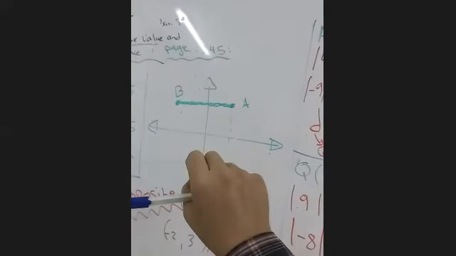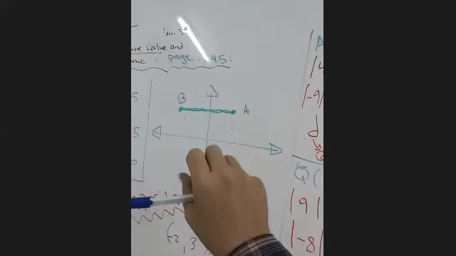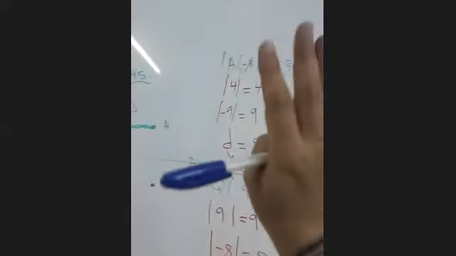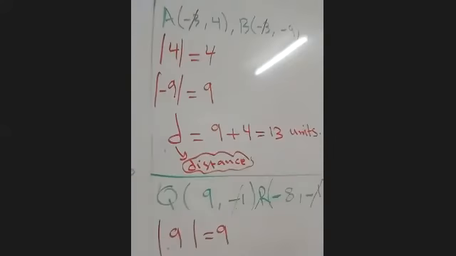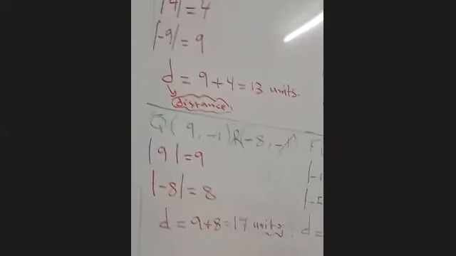V. Now, U and V. Do we have points, or a graph? Like a graph. So what we will do, we will prepare the points first, okay? Now let's do this example together.